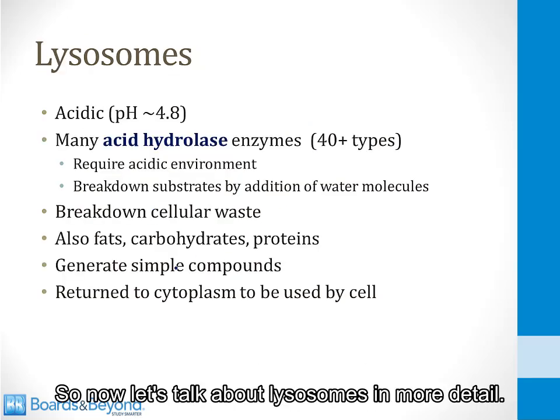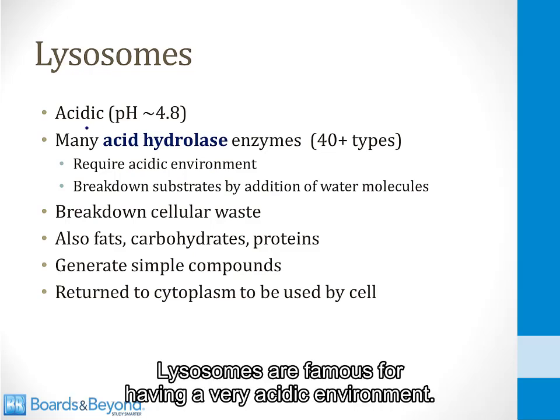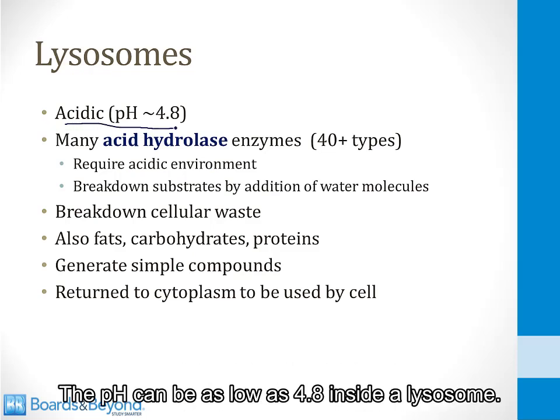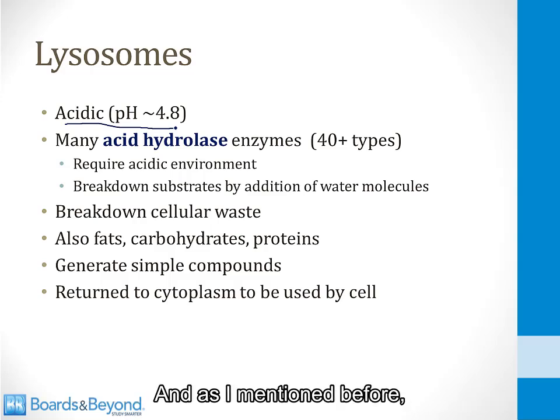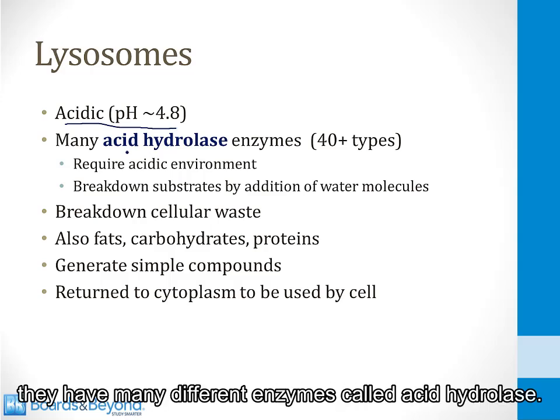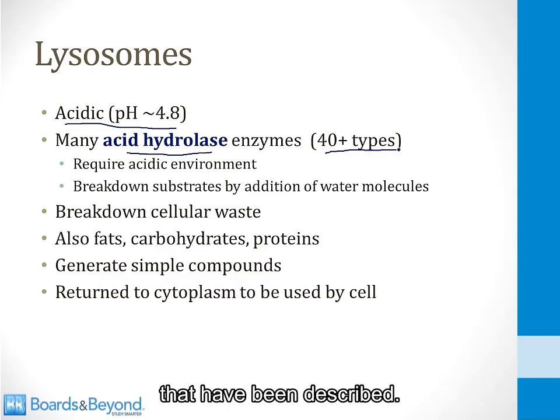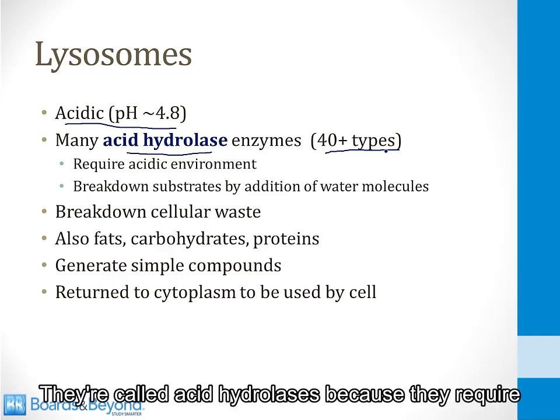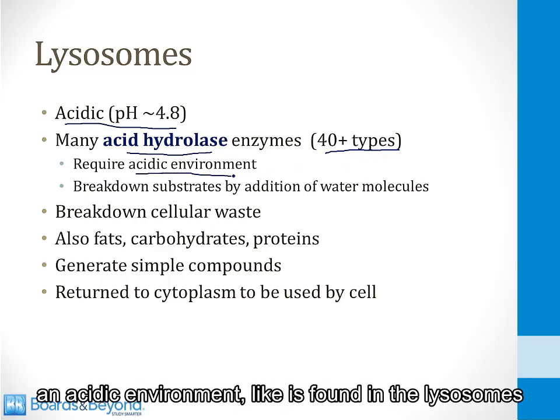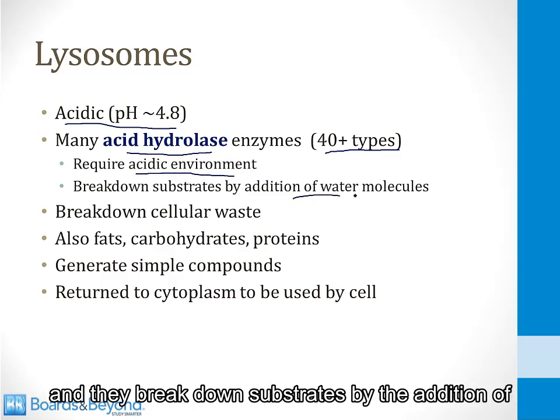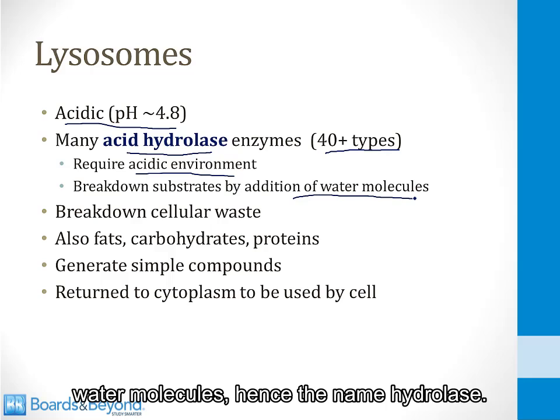Okay, so now let's talk about lysosomes in more detail. Lysosomes are famous for having a very acidic environment. pH can be as low as 4.8 inside a lysosome. And as I mentioned before, they have many different enzymes called acid hydrolases. There are 40 plus types of these enzymes that have been described. They're called acid hydrolases because they require an acidic environment like is found in the lysosome, and they break down substrates by the addition of water molecules, hence the name hydrolase.